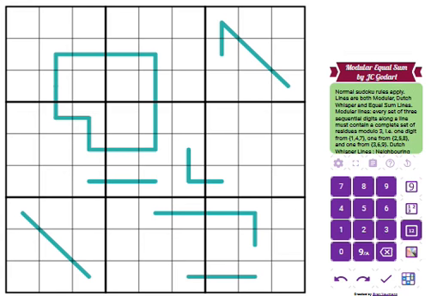This is modular equal sum. And for the rules, we have normal Sudoku rules. So every row, every column, and every 3 by 3 box must contain all the digits from 1 to 9.